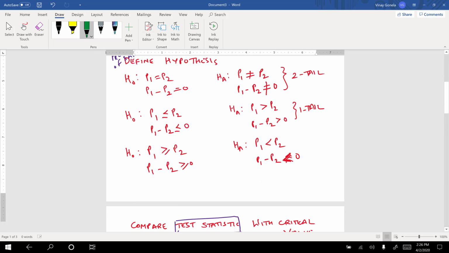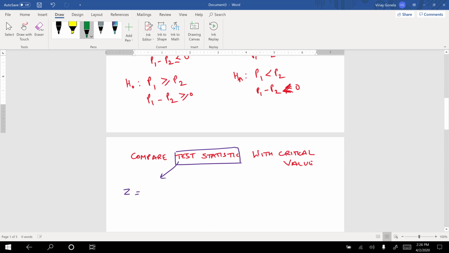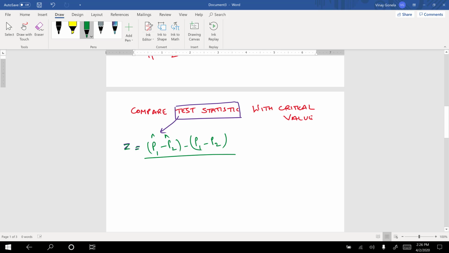So if you see, the formula for the z statistic would be p1 hat minus p2 hat, minus p1 minus p2, divided by the square root of p1 hat times 1 minus p1 hat divided by n1, plus p2 hat times 1 minus p2 hat divided by n2. So this will be our formula for the test statistic.